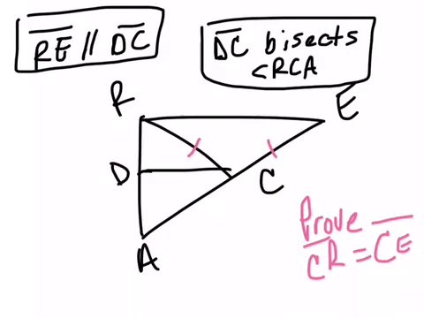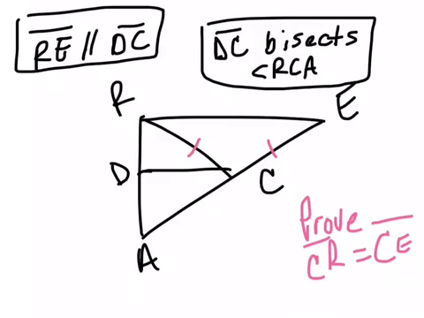So let's look at a quick example of how we can use that in a proof. So let's say that we are given that RE is parallel to DC, so these lines are parallel, and we're also given that DC bisects RCA. And so RCA is here. Now using a couple different theorems and definitions here, we can prove a couple things.